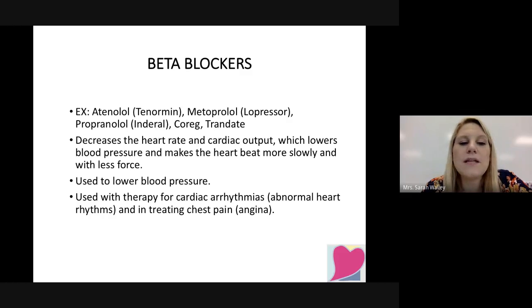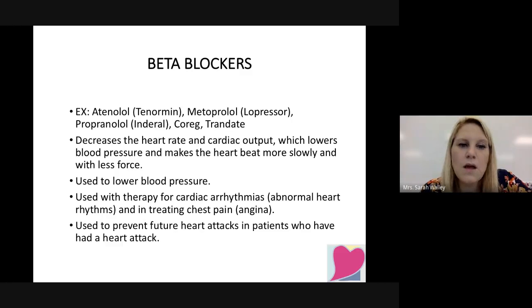They decrease the heart rate and cardiac output, which lowers blood pressure and makes the heart beat more slowly and with less force. They're used to lower blood pressure, used with therapy for cardiac arrhythmias also, and can treat chest pain or angina as well. And they're used to prevent future heart attacks in patients who've already had a heart attack. That's another thing.